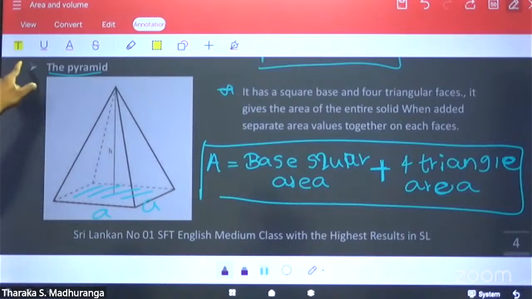Write down pyramid, then draw a pyramid. After that, note down this note. Write down this note and write down the expression. Prepare your note clearly, and I will give you today, this week, you have a lot of homework.